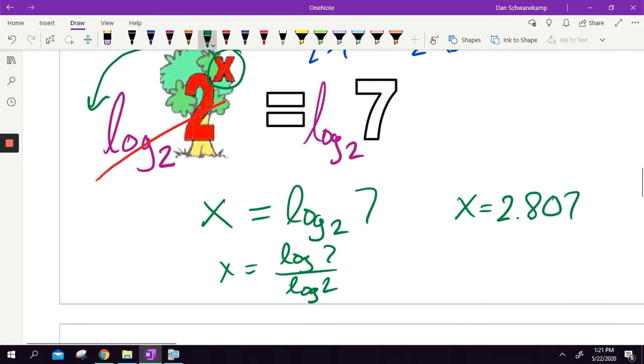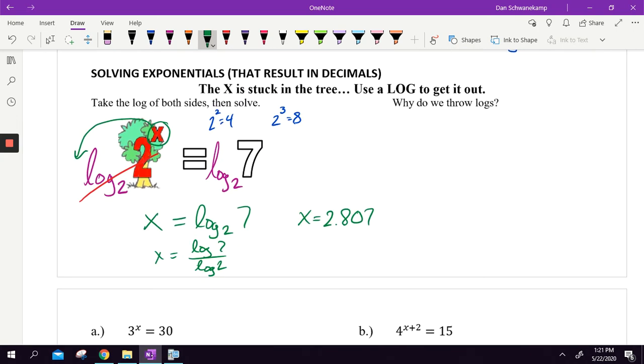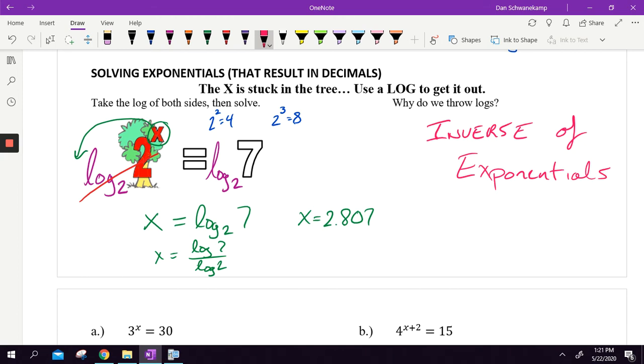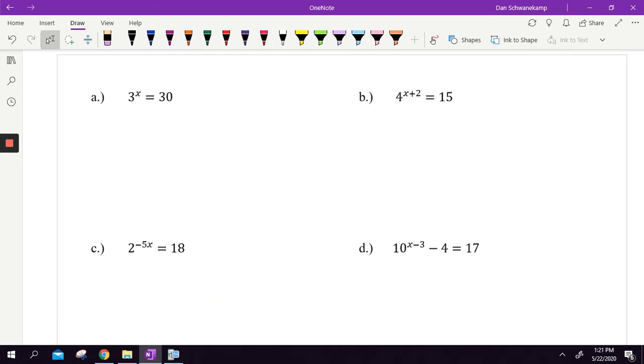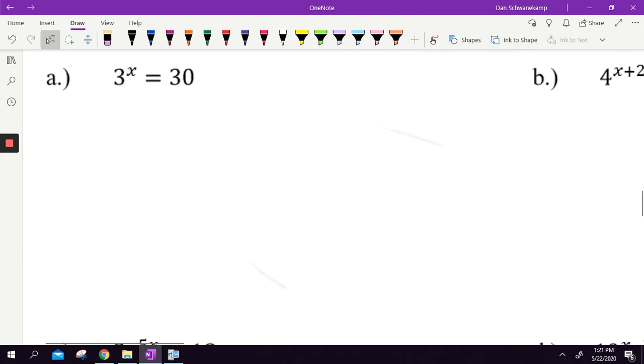All right. So in other words, why do we throw logs? Why do we throw logs? They are the inverse of exponentials. And again, if you only learn one thing in this entire chapter, I hope that's what you take from it. Okay, inverses: logs and exponentials are inverses of each other. All right, so let's put this into practice.